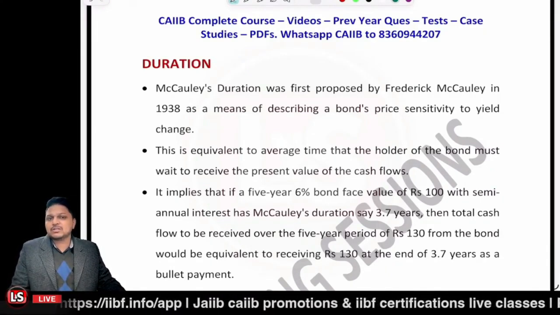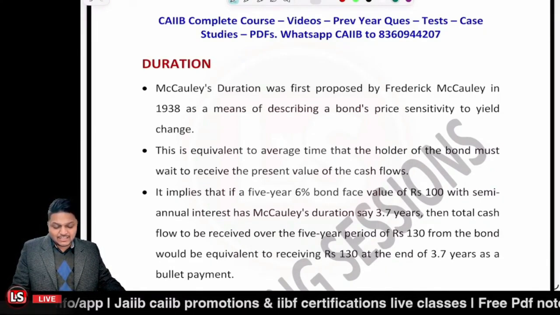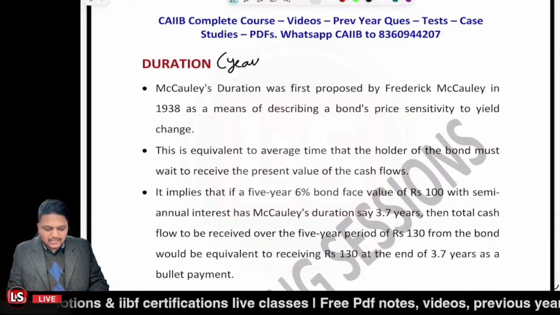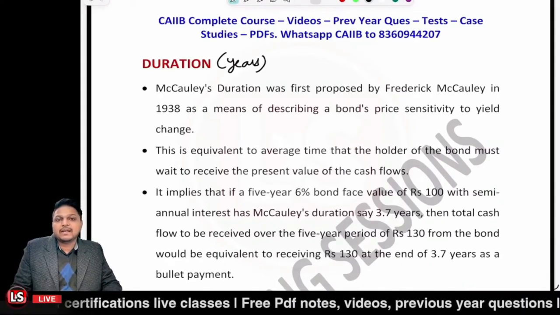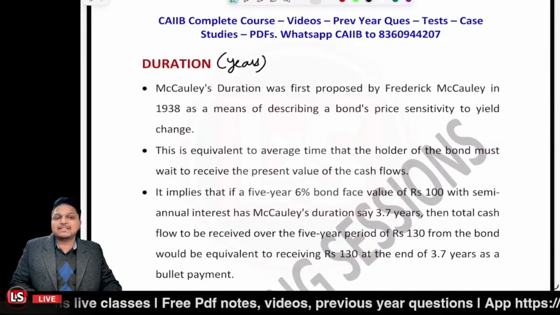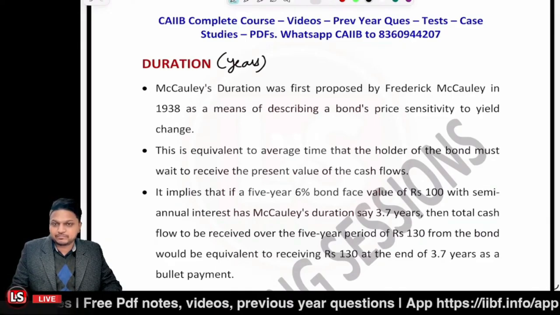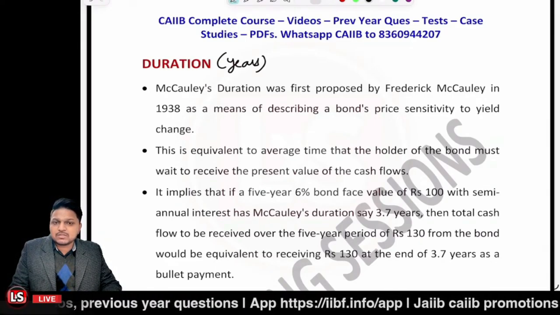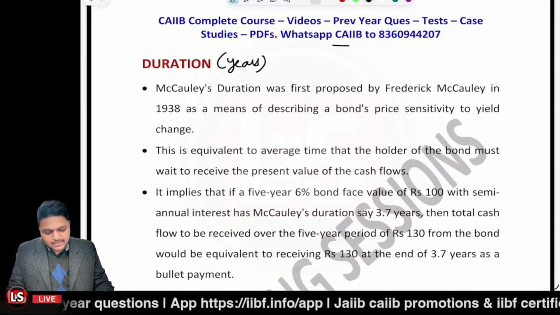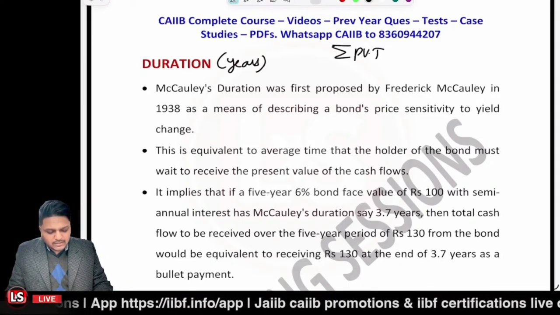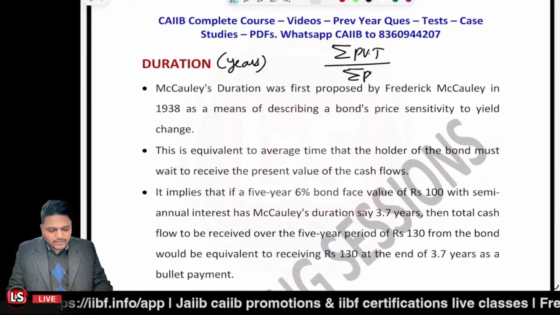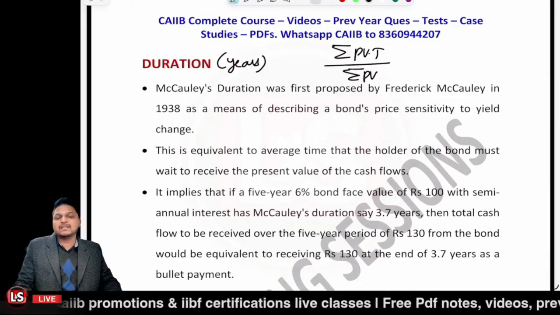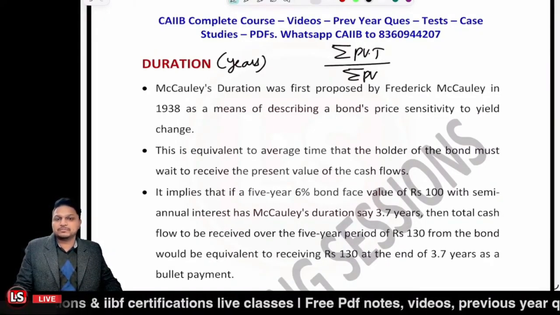So Macaulay duration is a weighted average time that is represented in years. Just keep in mind that the duration is represented in years, right? It is basically the weighted average time that is required to receive the cash flows of a bond. The formula for the duration is summation of PV dot T divided by summation of PV, where PV is representing the present value of the bond.